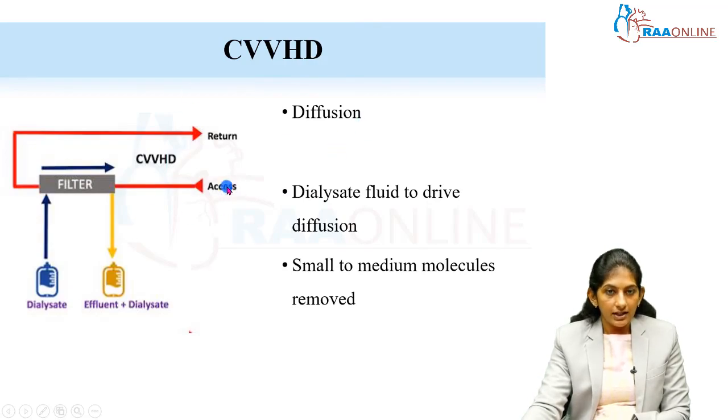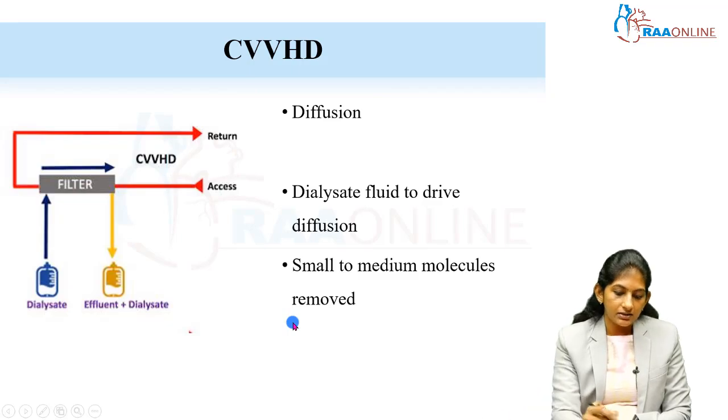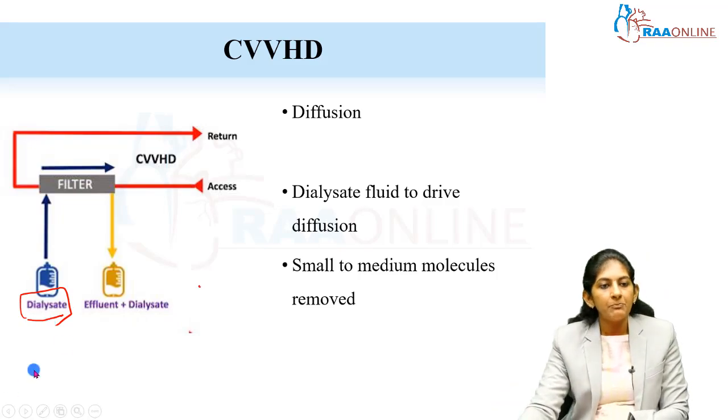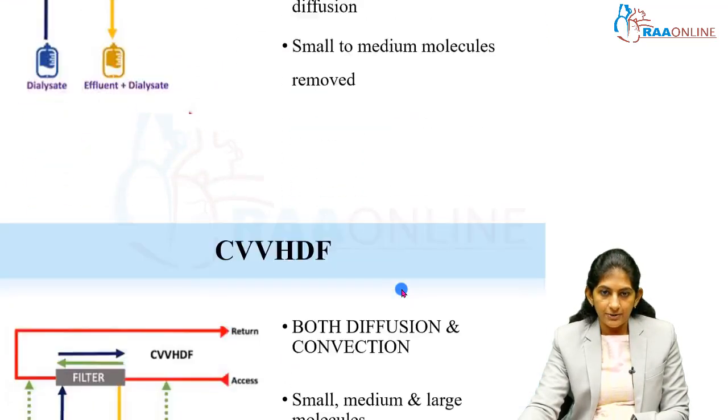So here again, access from the patient, blood is coming. Diffusion means we use a dialysate fluid. Dialysate fluid is used here. The blue bag is the dialysate fluid. So that is used here. So the blood passes through the filter, dialysate is used, all the effluent and dialysate is collected here and then the blood is returned. So small and medium molecules will be removed through diffusion.